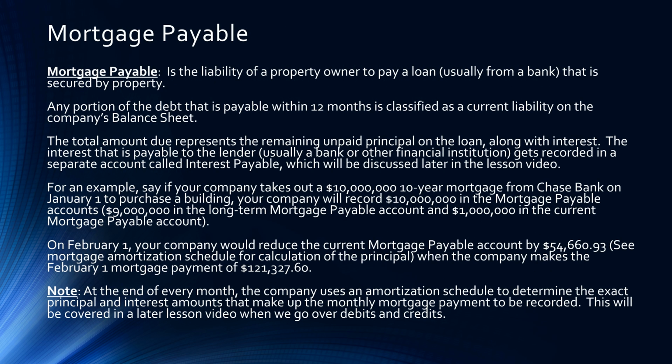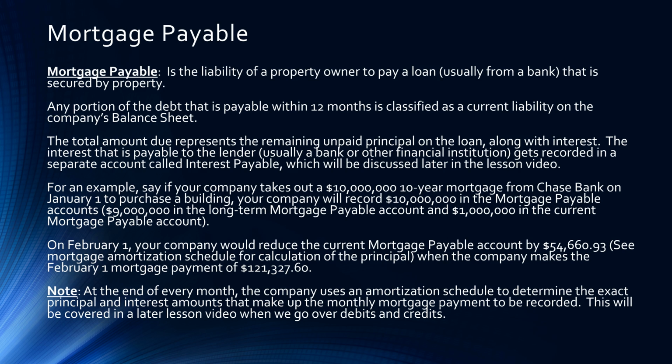Mortgage payable. Mortgage payable is the liability of a property owner to pay a loan, usually from a bank or other financial institution, that is secured by property. Any portion of the debt that is payable within 12 months is classified as a current liability on the company's balance sheet. The total amount due represents the remaining unpaid principal on the loan along with the interest. The interest that is payable to the lender gets recorded in a separate account called interest payable, which will be discussed later in the video lesson.